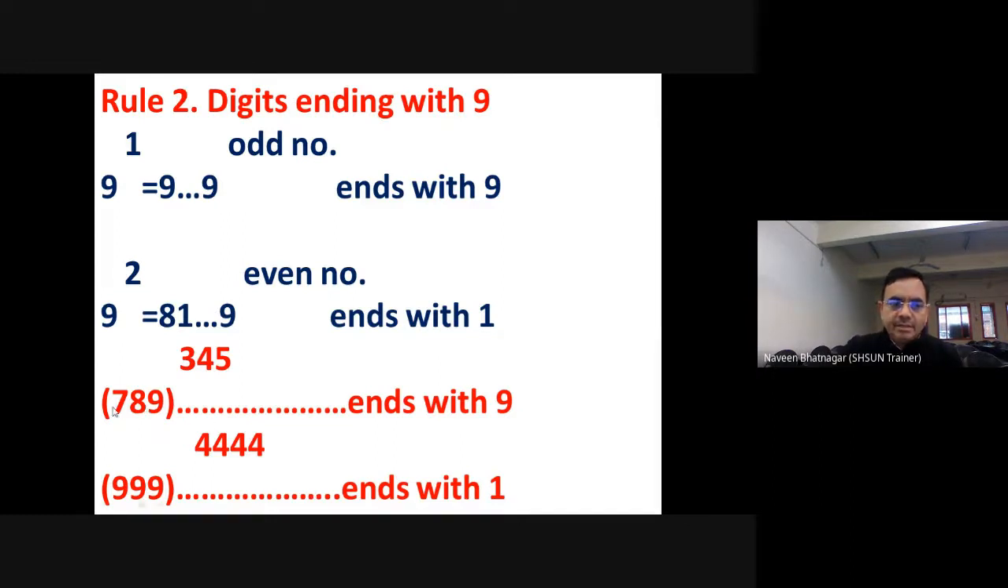I have taken two examples, like 789 raised to power 345. You can say 345 is an odd number, so this number will end with 9. And 999 raised to power 444. This is an even number, so 9 raised to the power of an even number will end with 1. See how easily you can remember: 9 raised to power 1, an odd number, ends with 9. 9 raised to power 2 is 81, it ends with 1.